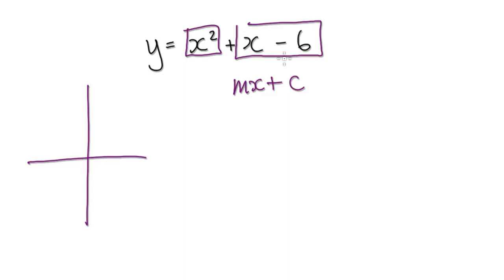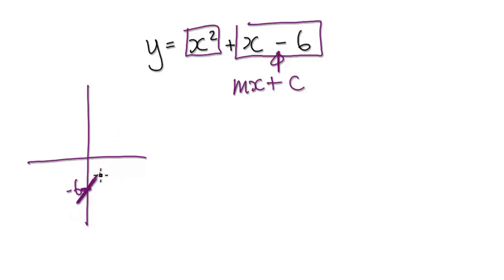So when x is small, it wants to do this straight line. So your intercept is -6, and it wants to do a gradient of +1. So it will have a gradient looking something like this. It's a positive gradient, so it's going uphill. So when it's big, it wants to do this quadratic.